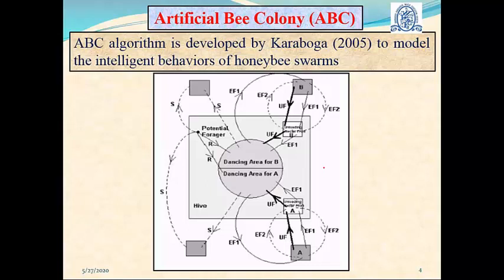It means that here the scout bee will not observe the waggle dance. So it will not get biased with the information provided by those particular employed bees, but it will simply start searching randomly. So this is how this concept is introduced in this particular algorithm.